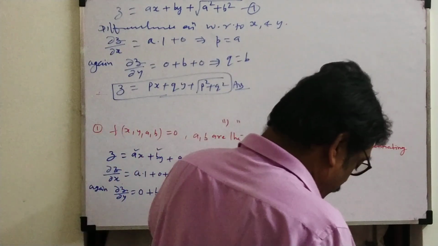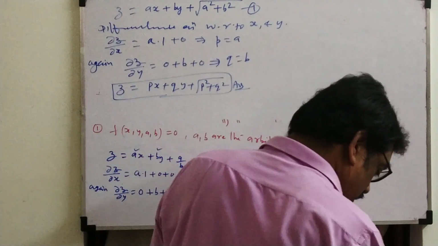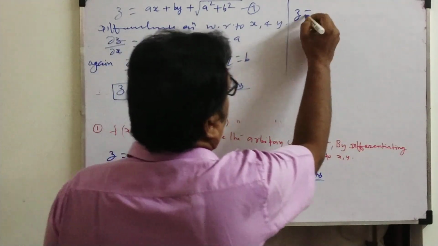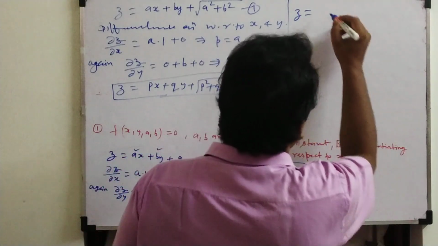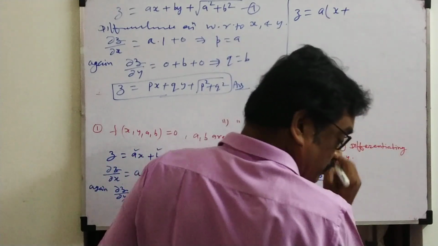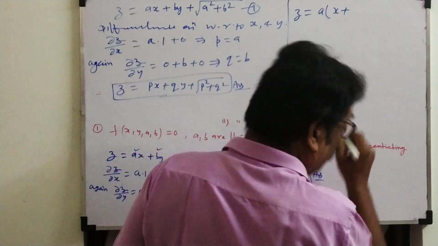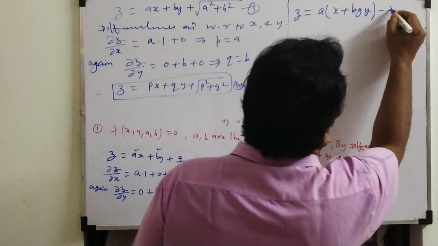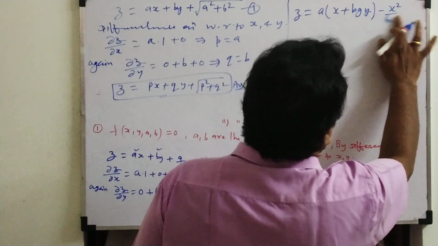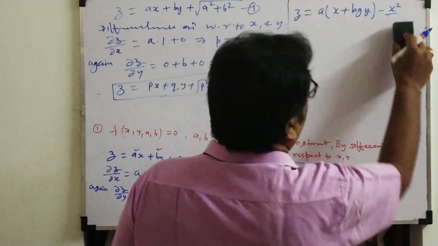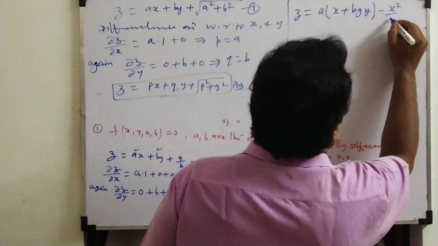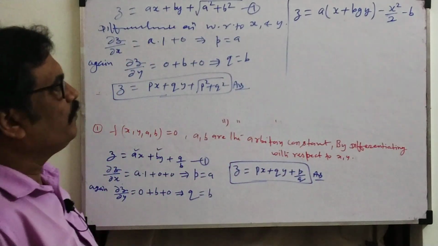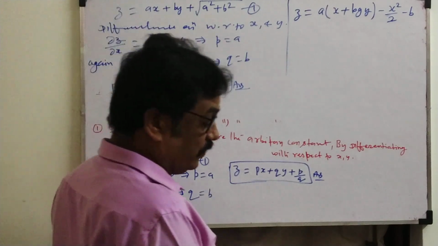Now we will take little bigger problems. Okay. You see this. Now I am taking another question. z is equal to a x plus a log y minus x square by 2 minus b. So this is the given expression. What do they ask? Eliminate the arbitrary constants and form the partial differential equation.